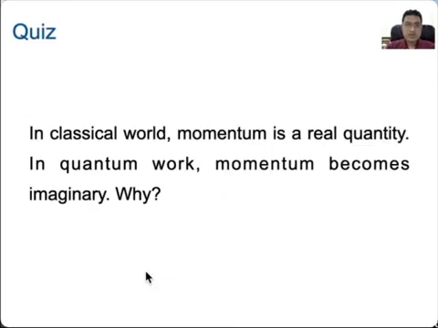Okay, so here is the first quiz for you. In the classical world, we have seen that momentum is a real quantity, mass times velocity. Okay, it is associated with the velocity of a particle. But what we have just seen in the quantum world is that momentum is imaginary in nature. Our momentum operator is imaginary in nature. It's minus i h cross d over dx. Why is it so? Think about it and answer it.